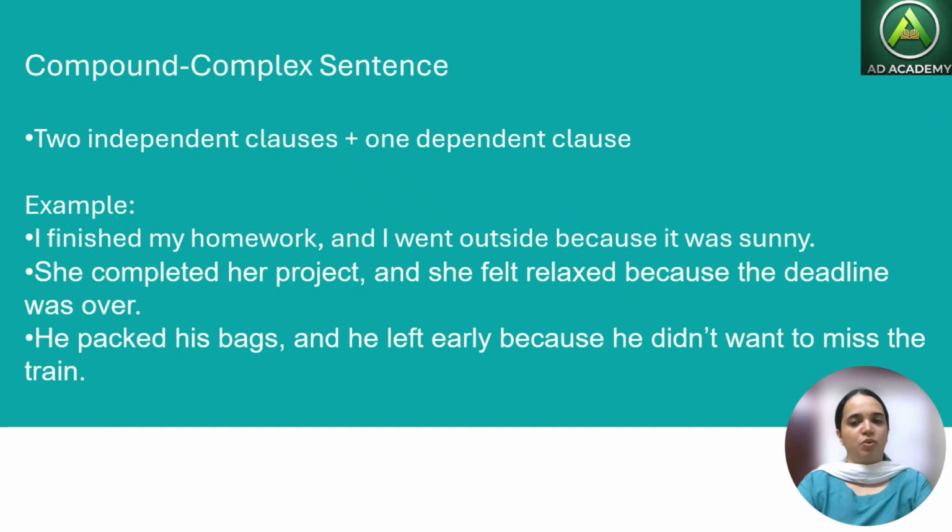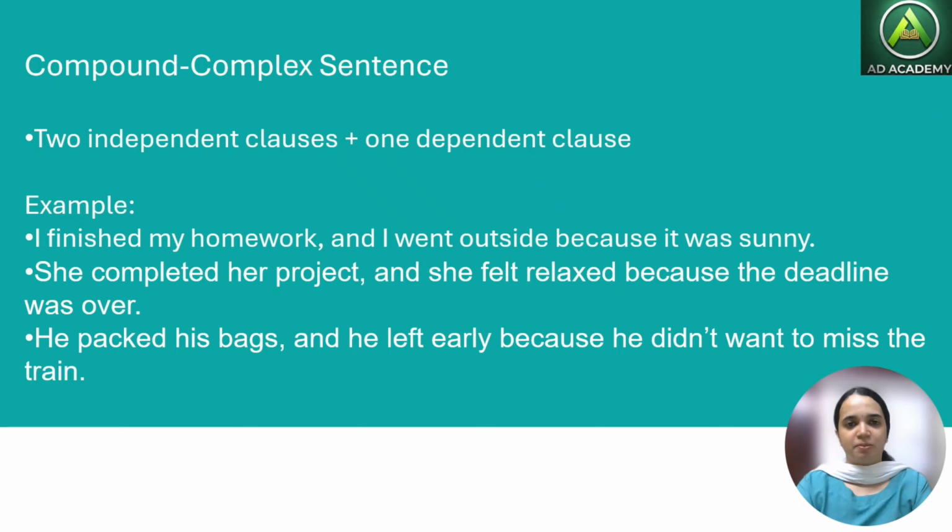What if we just say because it was sunny? It doesn't make any sense. So that needs the phrases I finished my homework, comma, and I went outside, and independent because it was sunny. So that is a compound complex sentence.